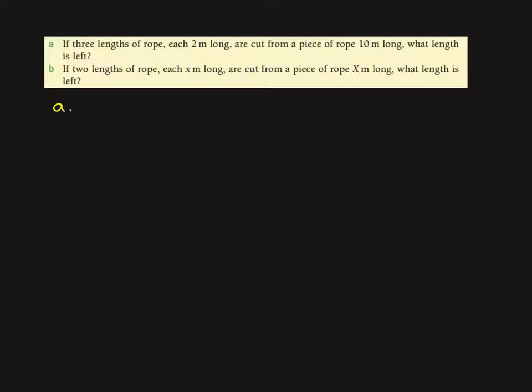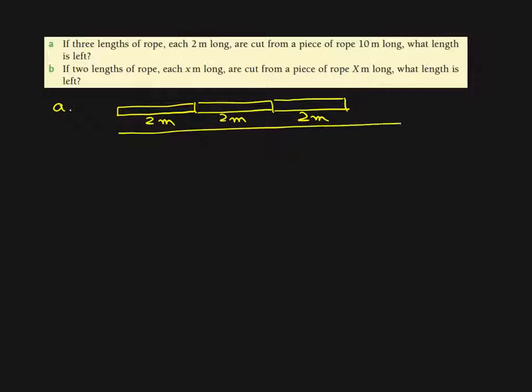A. If 3 lengths of rope, each 2 meters long, a graphical representation always helps. So each of them is 2 meters long, are cut from a 10 meters long rope. My diagram is not to scale. What is the portion left? So the operation I'm going to do is 10 minus 3 times 2.